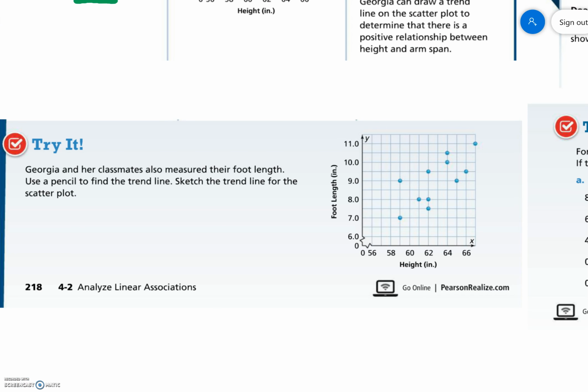Let's try it. Georgia and her classmates also measured their foot length. Use a pencil to find the trend line. Sketch the trend line for their scatter plot. So it's a sketch, so there is a right and wrong answer, but there's a little bit of leeway. But it looks like most of the points are around that line. So again, it's a positive relationship. But this makes sense. Think about it. As you grow taller, your arms get longer, and your feet get longer. It's proportional. Someone who's taller is going to have longer or bigger feet than someone who is shorter.